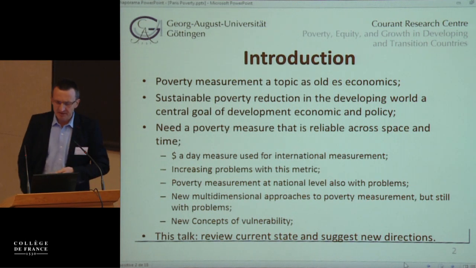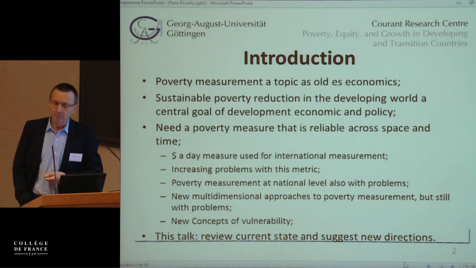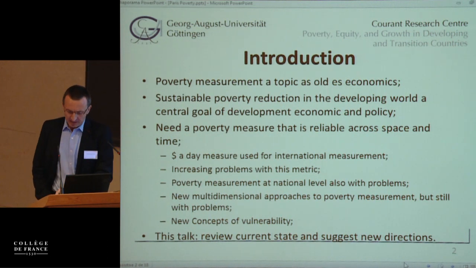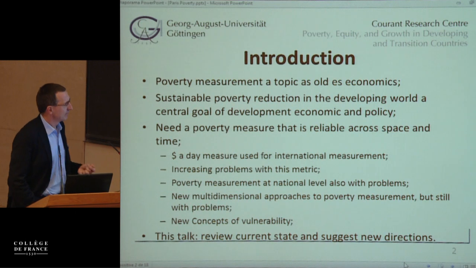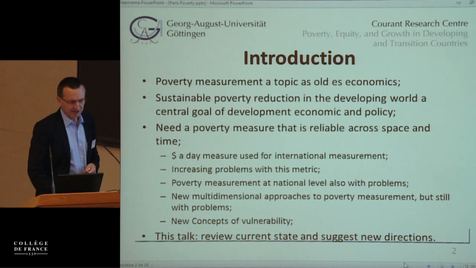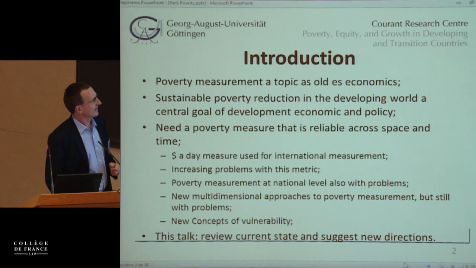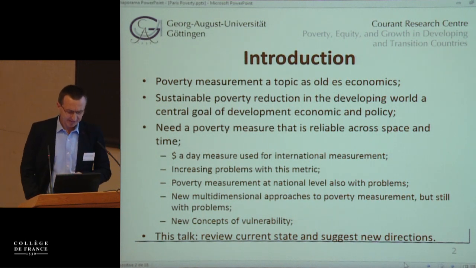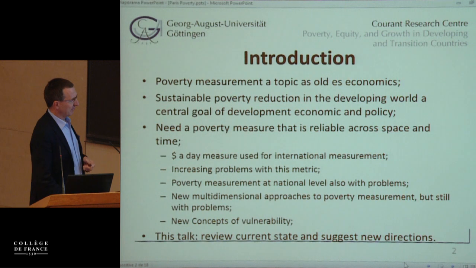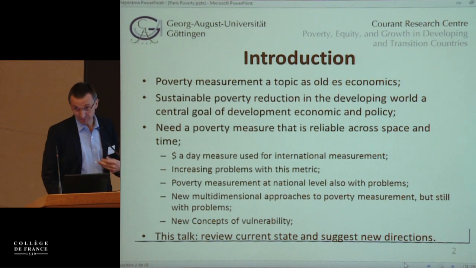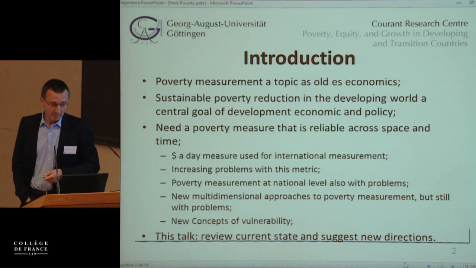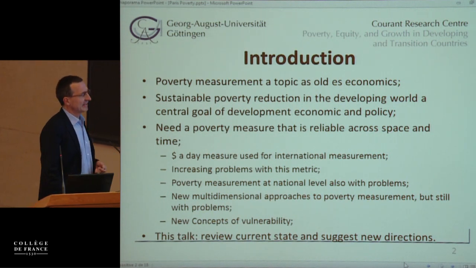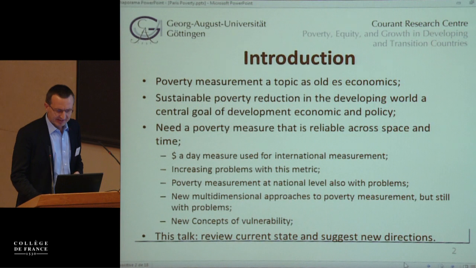At the same time, we've had a bunch of new multidimensional poverty approaches to think about poverty. They are, I think, promising, but also still need further work. And we've also thought about poverty in an ex-ante sense, using concepts of vulnerability. I think they also have lots of promise, but we're not very far in that literature. So basically what I want to do in this talk is review the current state and suggest some new directions.